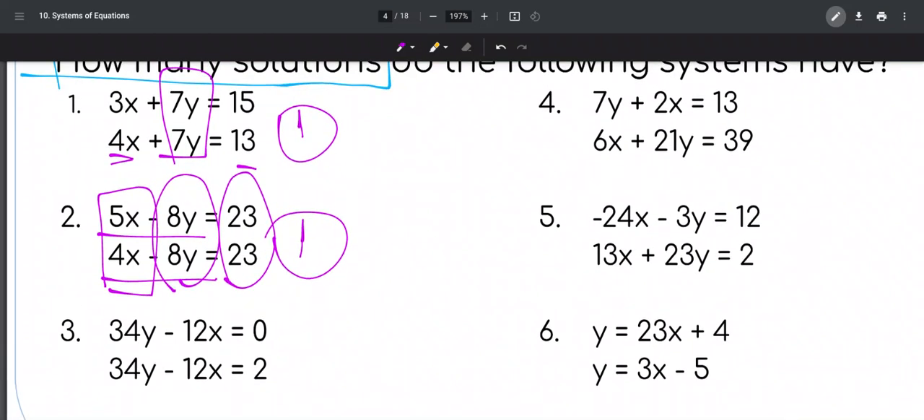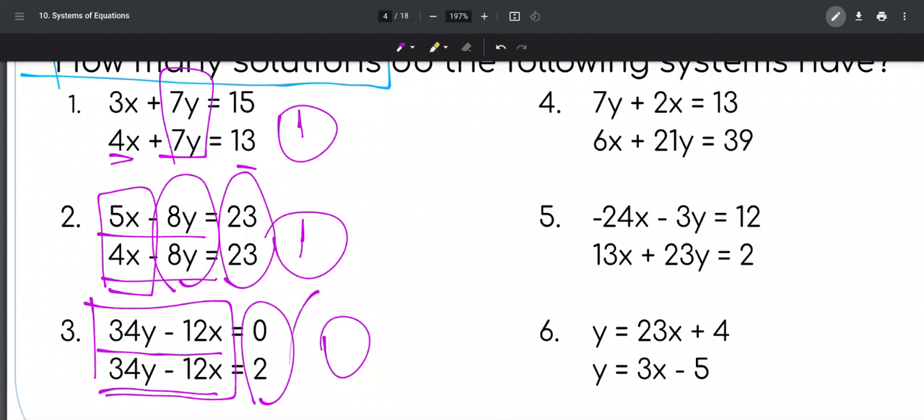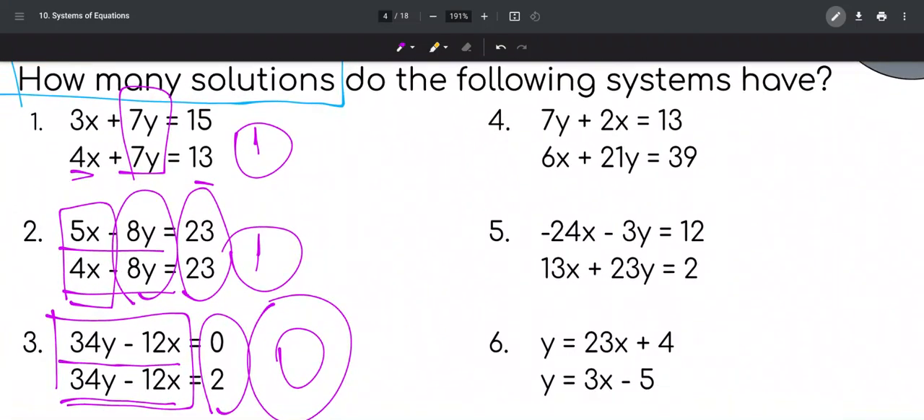Let's look at number 3. I have 34y minus 12x equals 0, and 34y minus 12x is equal to 2, which means they have the same equation but different constants. So they have zero solutions. There are no solutions: same equation, different constants. You can look at this like they have the same slope.